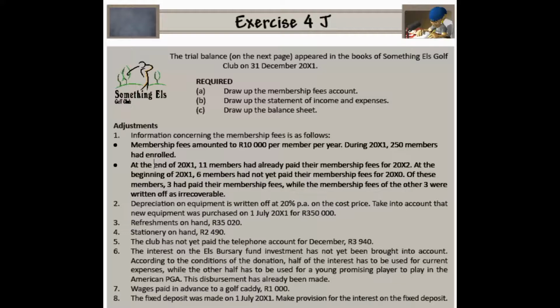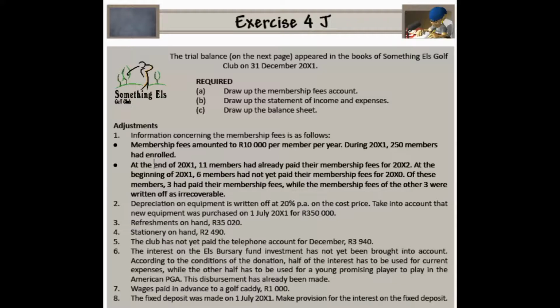Then what do they say? They say according to the conditions of the donation, half of the interest has to be used for current expenses, while the other half has to be used for a young promising player to play in the American PGA. The disbursement has already been made. We had examples like that in the past, so it should be straightforward. You're going to take out of that interest on investment account half of that amount, 150,000, that we must transfer to the PGA tournament.